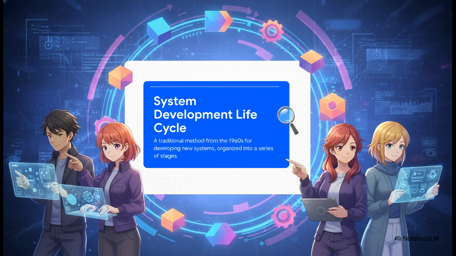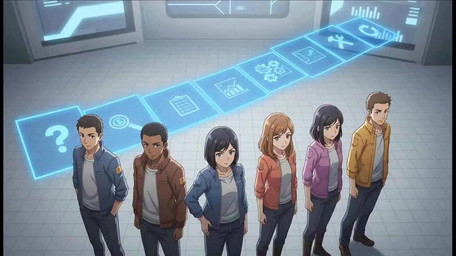It was developed way back in the 1960s, and its whole goal was to tame the chaos of early computer projects. It did that by creating a strict, step-by-step process that brought some order and predictability to building something new. The core idea here was to treat software development just like a factory assembly line. You start with the problem, then you move methodically through each stage, analysis, design, implementation, in a really strict order. And get this, you couldn't move to the next step until the previous one was perfectly complete.